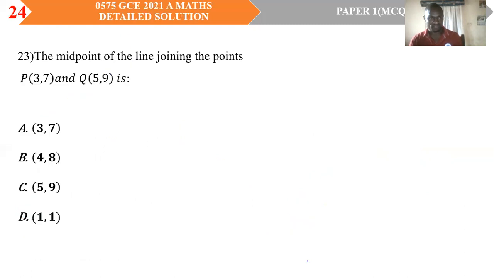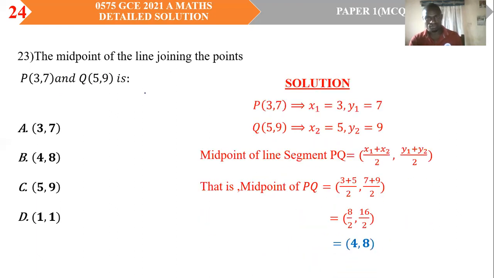We move to question 23. The midpoint of the line joining the points P with coordinates 3, 7, and Q with coordinates 5, 9 is? Solution. The coordinates of P, 3, 7, can be renamed as x1 equals 3 and y1 equals 7. The coordinates of Q, 5, 9, can be renamed as x2 equals 5, y2 equals 9.